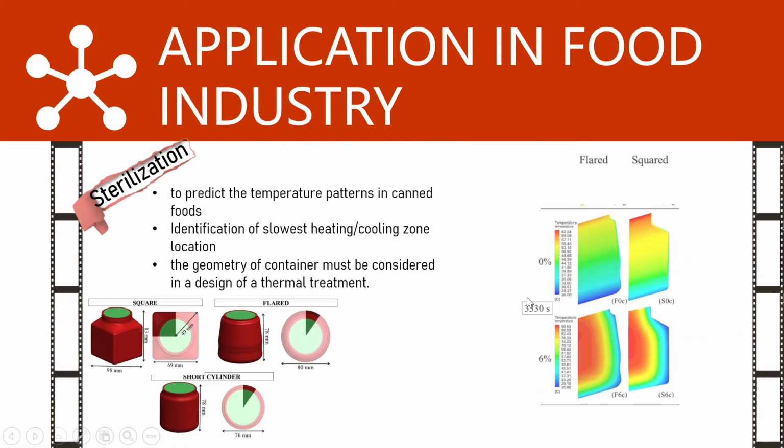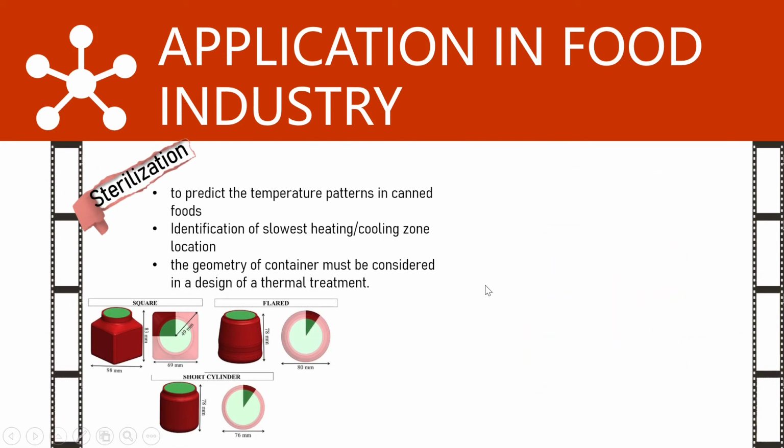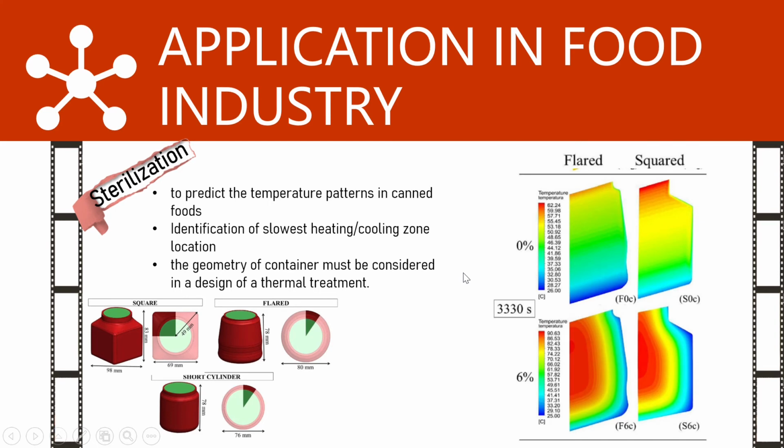Next is the application in the thermal treatment of food product, which is the sterilization process. Here we can evaluate the temperature of the canned foods to ensure homogeneous cooling and heating for uniform product treatment to ensure a consistent quality of products. Using this analysis, we can track the cooling region or slowest heating region.